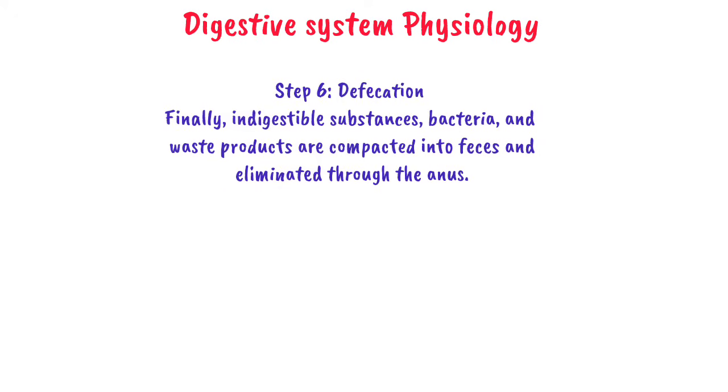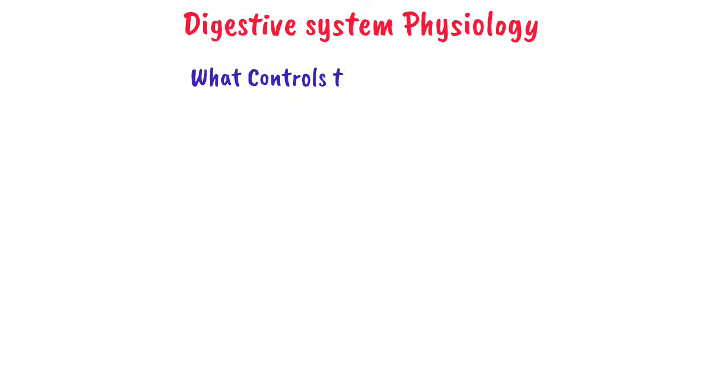The indigestible substances, bacteria and waste products are compacted into feces and eliminated through the anus. Now let's talk about something which is rather important, the control of digestion.